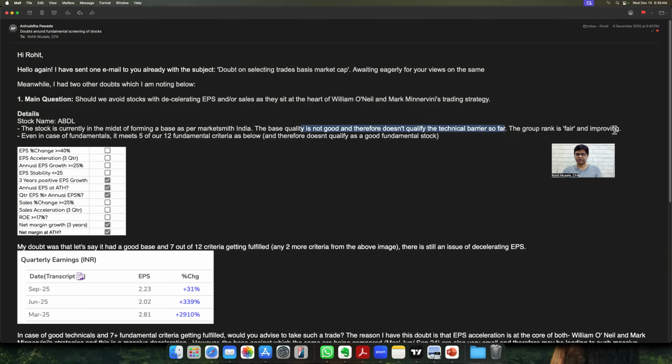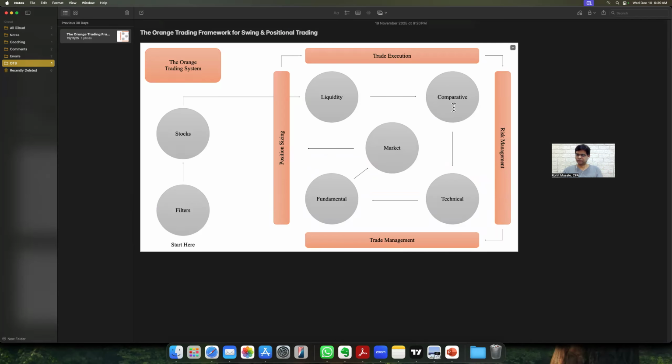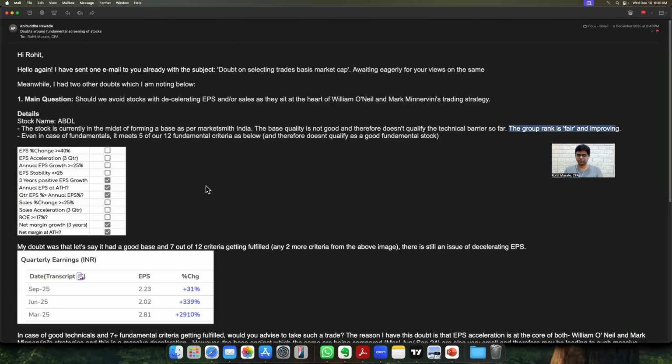The group rank is fair and improving. So a lot of things he has discussed in one single statement. It is in the midst of forming a base. That is a technical criteria. The industry group rank, now he's going to comparative. You see how he's switching from fundamental to technical to comparative. And he's seamlessly discussing everything. So he has a very good understanding of this model, what to look for, what not to look for. So I would like to congratulate Mr. Aniruddha Pavade for taking the time for personal growth, for taking the time to upgrade your skill sets.